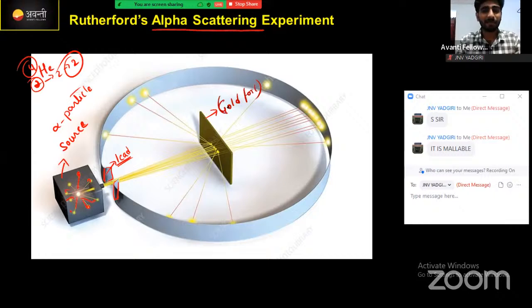It's highly malleable. Means we can stretch the gold foil. Foil means a sheet, no? We can stretch it until one single atom layer. Up to that point, we can stretch this one. Right? That's why he took a gold foil for this alpha scattering experiment.